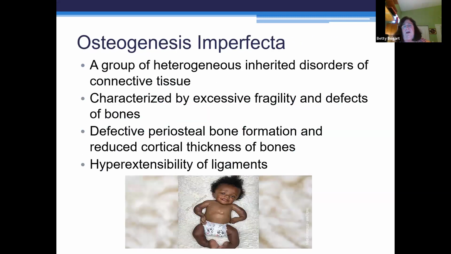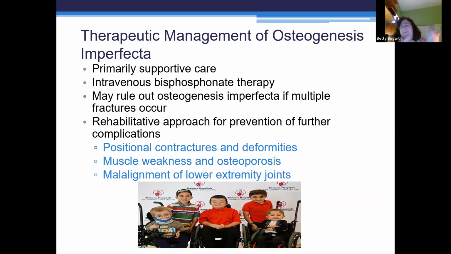Now, I mentioned osteogenesis imperfecta. This is brittle bone disease. It's metabolic. There's no treatment for it, and it is inherited. The treatment is just supportive. There's really nothing much we can do. I mean, our goal is to try to maintain body function. At least they can be in a wheelchair.